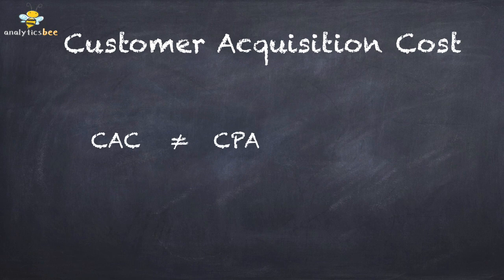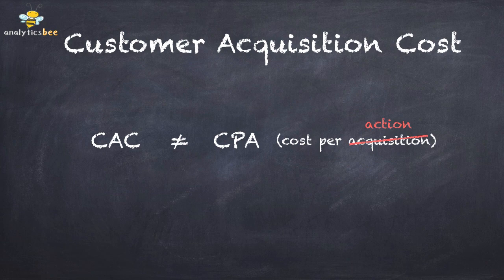CAC should not be confused with another metric called CPA. There is a misconception that CPA stands for cost per acquisition. In reality, the letter A stands for action. An action could be a website visit, an app download, or a purchase conversion.